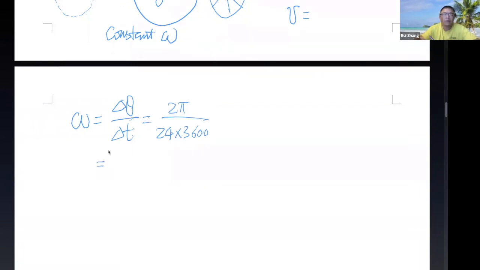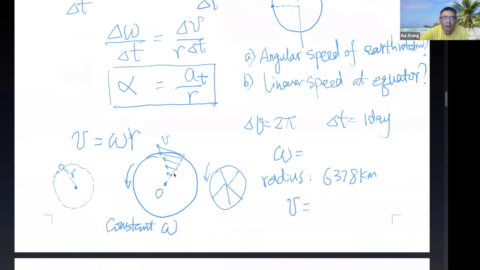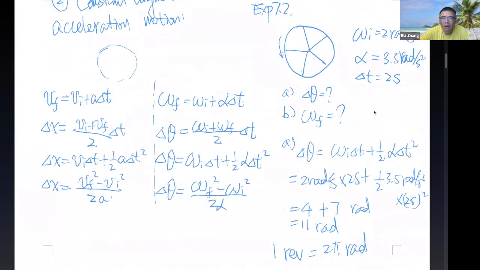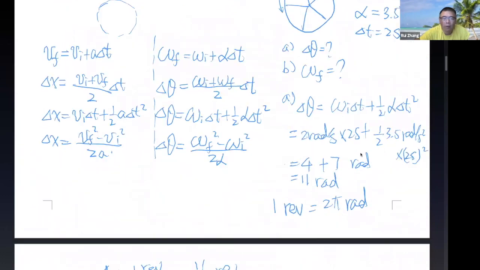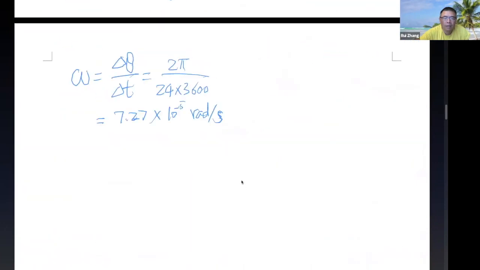Okay. So if you take this, you get 7.27 times 10 to the negative fifth radians per second. So this is really a tiny angular speed compared with the example we did here. See, this one started from like 2 radians per second and went all the way to like 9 radians per second. This angular speed is really nothing, you know.